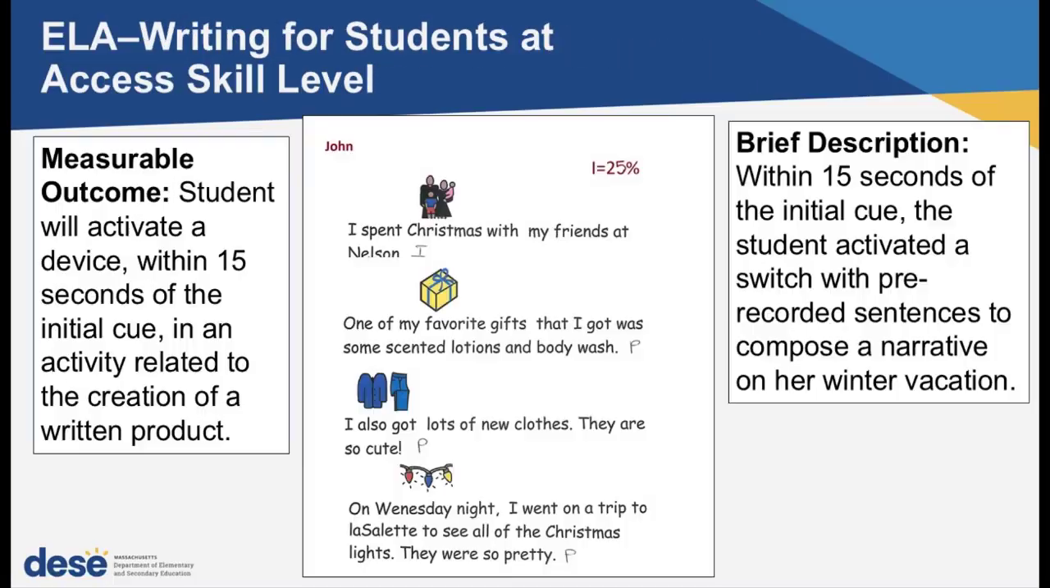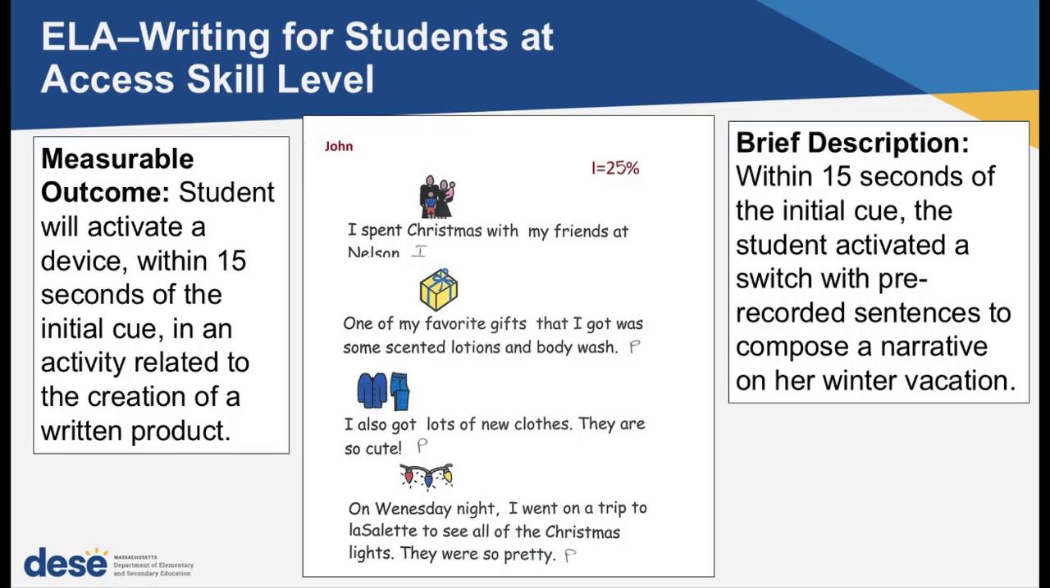Hopefully you feel a little better about what that rubric is all about. Now, if you have a student that is working at the access skill level, your measurable outcomes are going to be different. They're going to be more than one. You'll have multiple ones because your student's working at a different outcome. So in this case, the measurable outcome says that the student will activate a device within 15 seconds of the initial cue in an activity related to the creation of a written product. So do you see that? In an activity related to the creation of a written product.